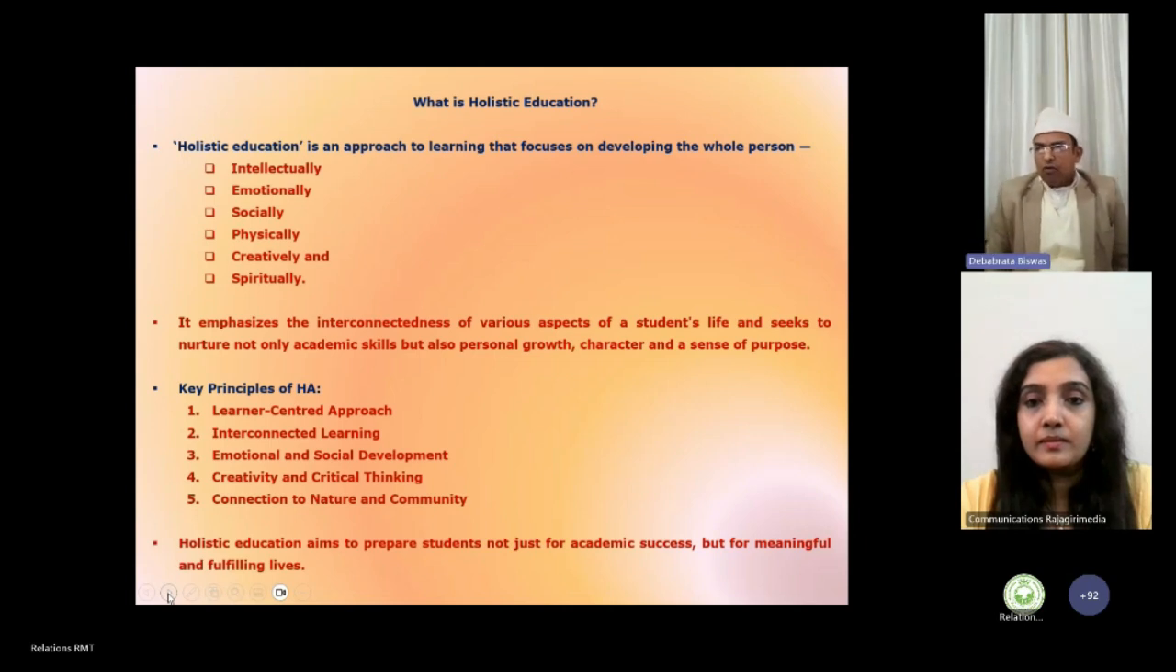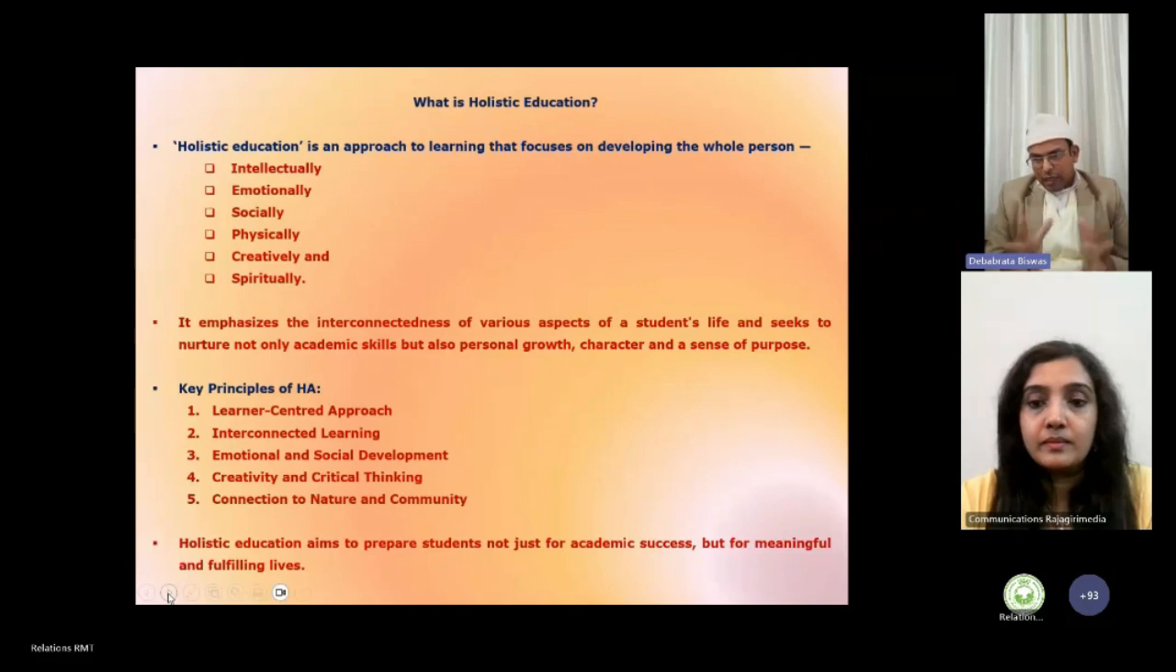So next is, what is holistic education? So holistic education is an approach, a perspective or methodology where learning is focused on developing the whole person, the complete person. What are those parts, those constituent parts? What are those aspects? Intellectualism, emotion, sociality, physical, then creativity and spirituality. So it emphasizes on all the constituents and then interconnects all the aspects of a student's life, and then that is reflected with academic skills also, life skills also.